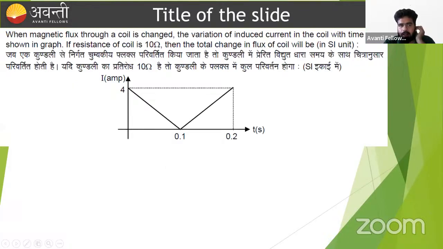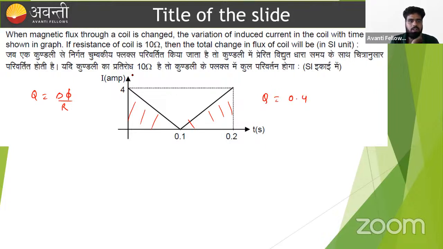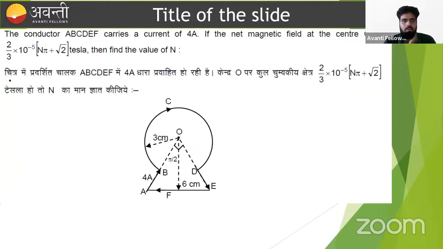Okay. In the next question, this is again a very easy problem. The charge flow is the flux change divided over resistance. This area gives the value of charge, and that charge is equal to 0.4 here. If we multiply by 10, this value will equal 10 Weber. What is the answer? 10 Weber.